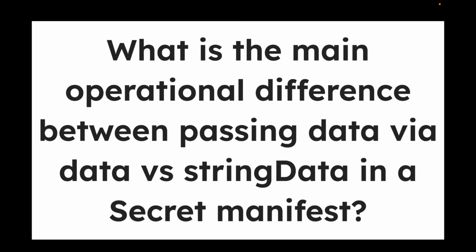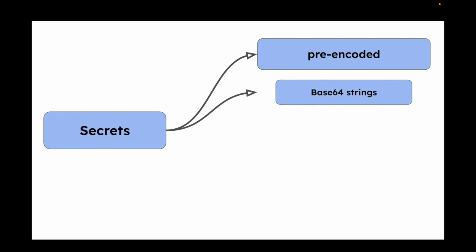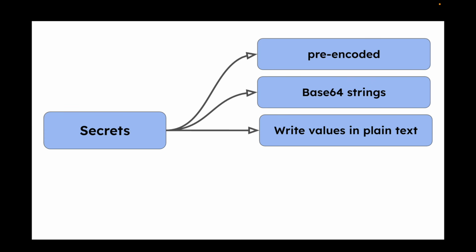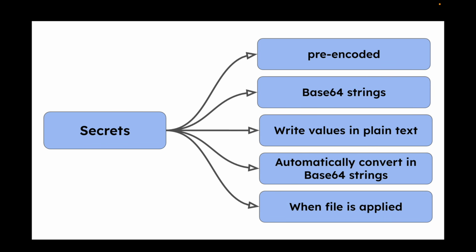The next question is, what is the main operational difference between passing data via data versus string data in a secrets manifest? The answer for this is the data field requires all configuration values to be pre-encoded into base64 strings before the manifest is applied. Whereas if you're using string data, it allows you to write the values in plain text for convenience. Kubernetes will automatically convert those into base64 strings behind the scenes when the file is applied.